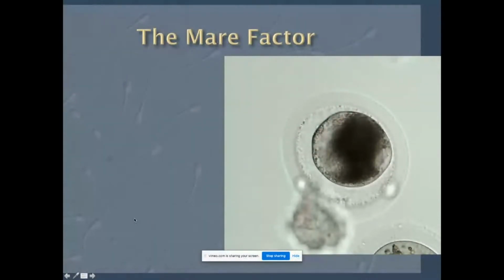This, on the other hand, is an atretic oocyte. It was in the ovary too long before we recovered it. And while a little bit of atresia helps make the oocyte easier to activate, when they get to this stage and beyond, they're not useful for fertilization.